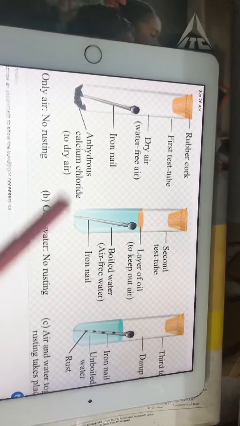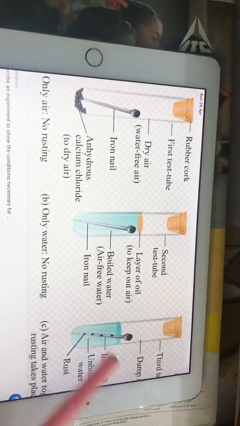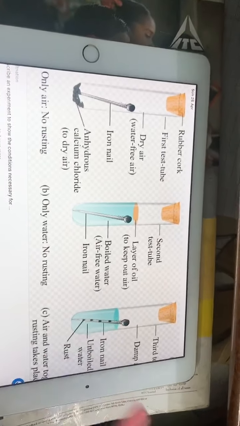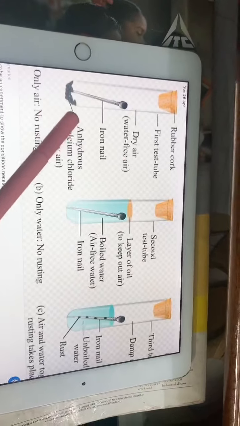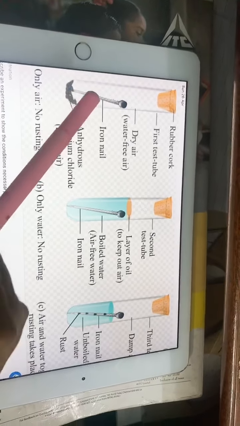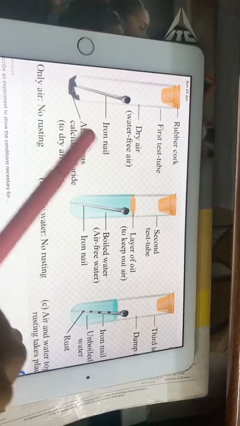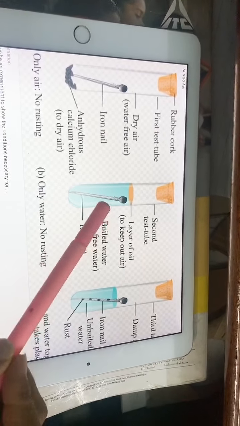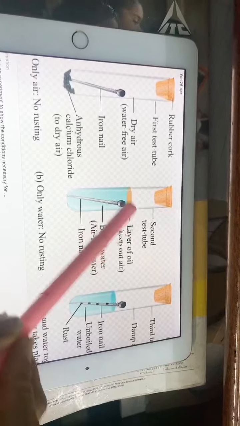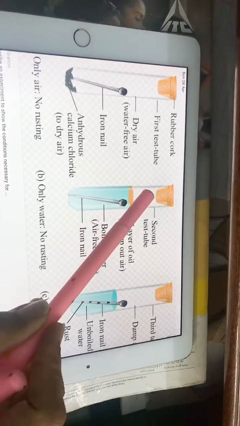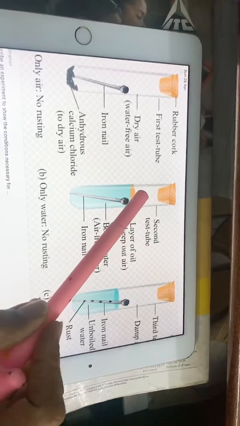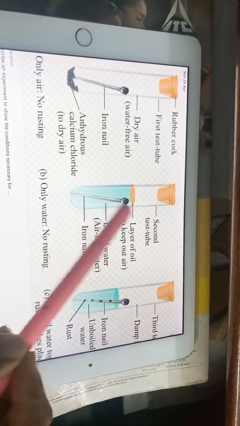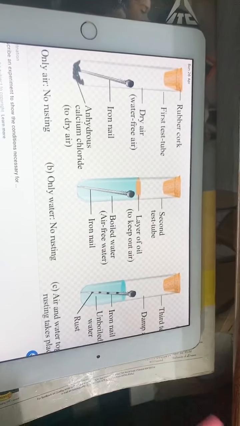Students, with the help of these three test tubes, I would like to explain the conditions required for rusting. See students, in the first test tube there is no water, only air. Here I have boiled water and a layer of oil also, so that the air present in the test tube cannot touch the nails and rusting cannot take place.